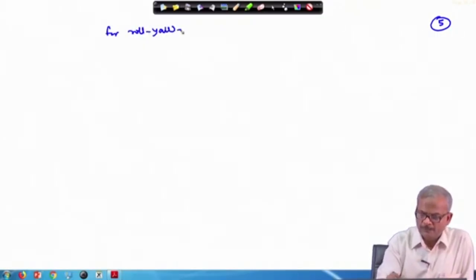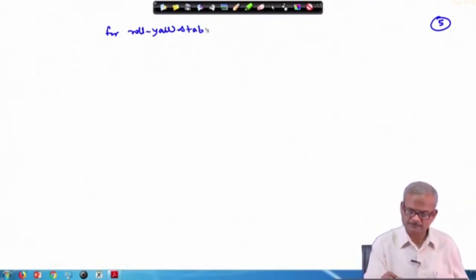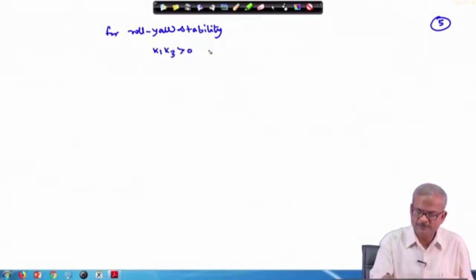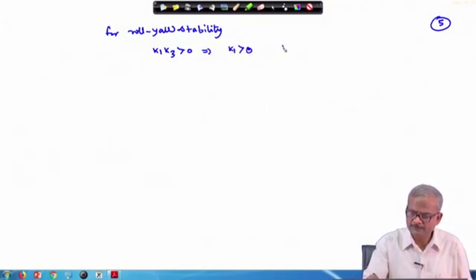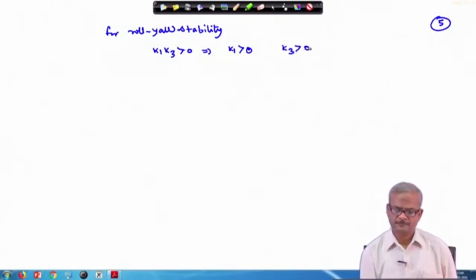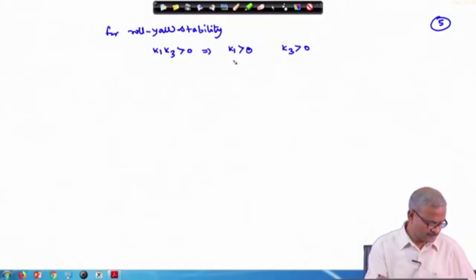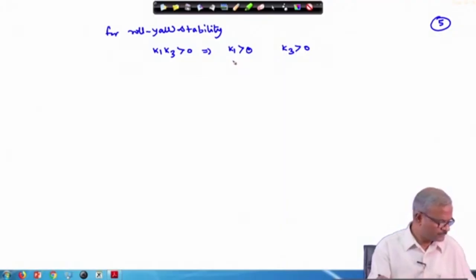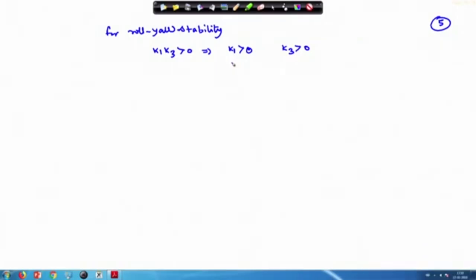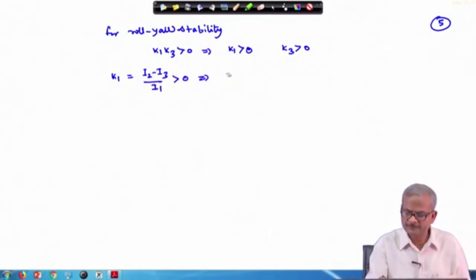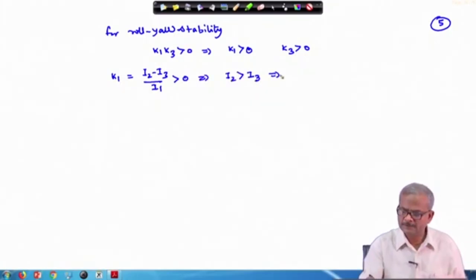Roll yaw stability. K1, K3 greater than 0 implies that K1 should be greater than 0 and K3 should be greater than 0. And how we have defined this K1 and K3, we have to go back and look into those equations. So, the K1 we have defined as I2 minus I3 divided by I1. If this is greater than 0, this implies I2 will be greater than I3, and this says that I pitch should be greater than I yaw.